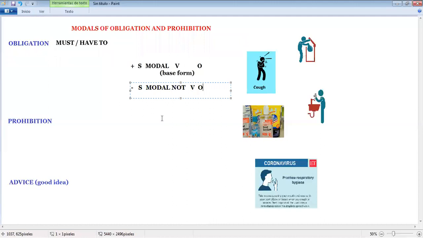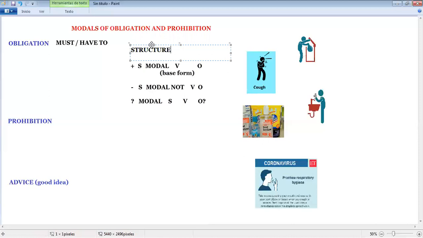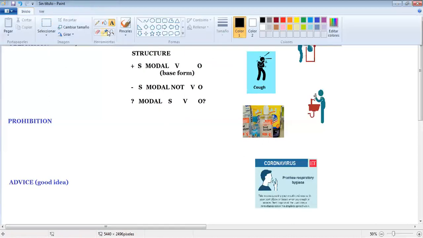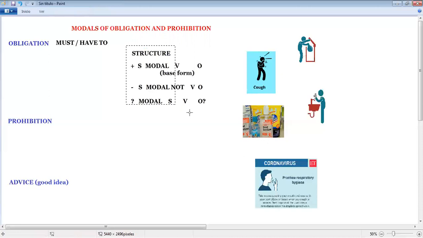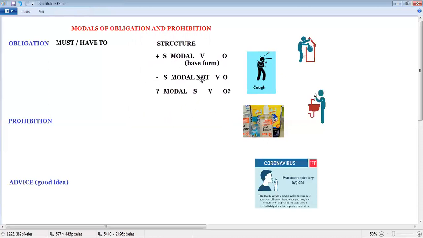There are some modals that have questions and some others that don't. In this case, the structure for a question is: you start with the modal, you write the subject and the verb, and the object. Don't forget your question mark. Basically this is the structure. It's not necessary for you to learn this, but it's a good way for you to remember how to write a sentence. All right, let's keep it here.